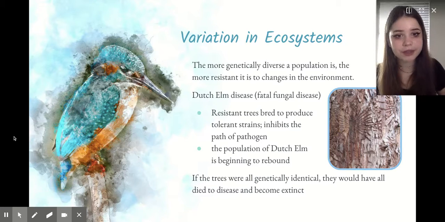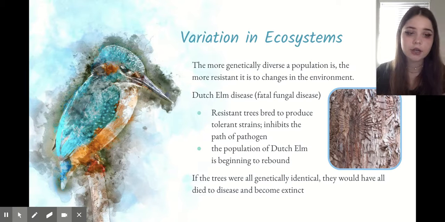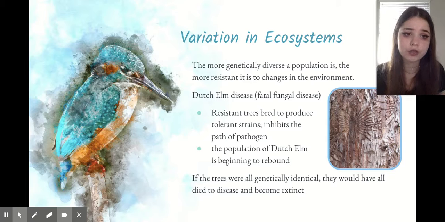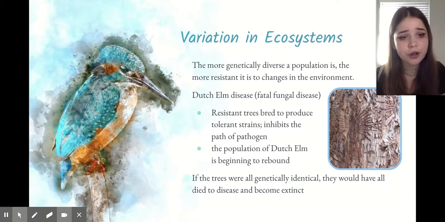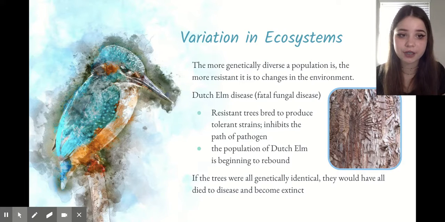Okay, so let's first talk about the Dutch elm disease. And so Dutch elm, it's a type of tree, and there's a really fatal fungal disease that makes these trees really sick. And these trees are going to rot and die. So in this picture, you see a tree rotting, which is so sad. And this is where genetic diversity comes into play.